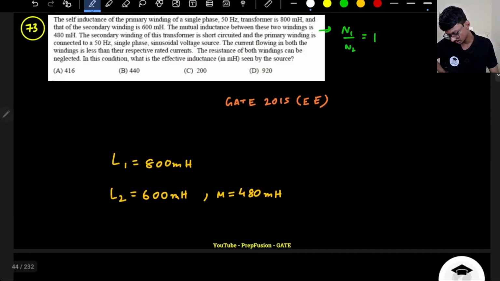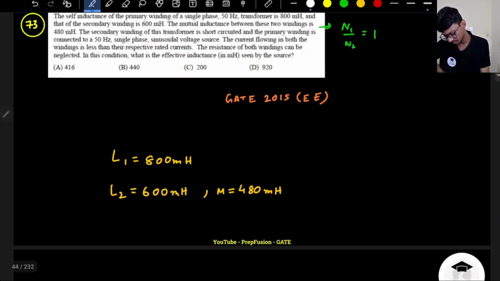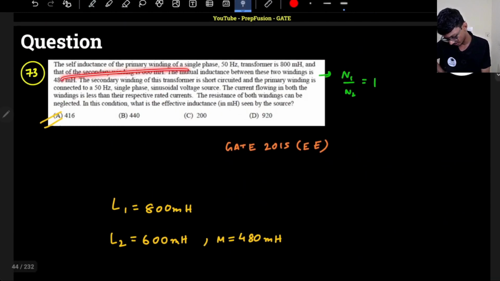Actually they should have mentioned that it is a 1:1 transformer, but I'm not able to see it mentioned anywhere.